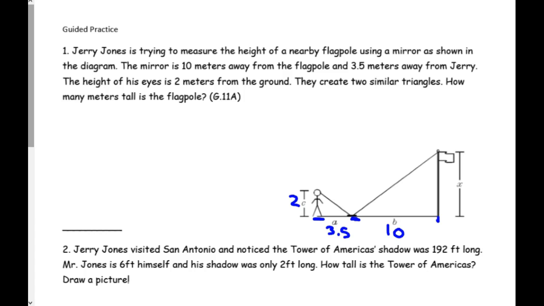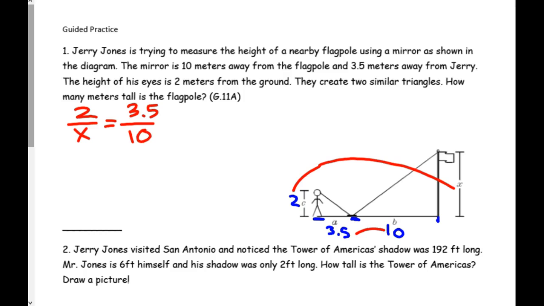And just like we talked about on the front, we should connect corresponding parts so we can set up 2 fractions, and then we can cross multiply and divide. So what does 2 correspond with? The missing length, x. 3.5 corresponds with 10. So let's set that up. 2 over x equals 3.5 over 10. Make sure you're consistent going left to right each time.